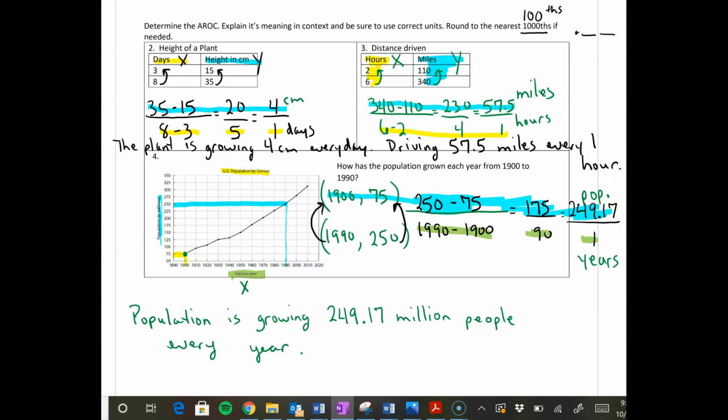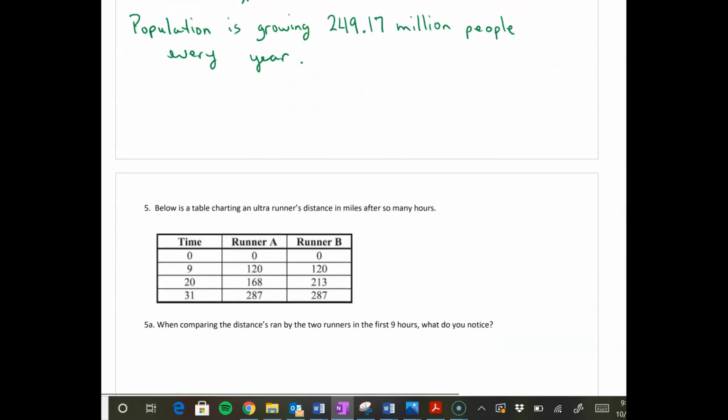And that's, again, an average rate of change, which is a pretty fast growing population if you ask me. All right, the very last one, problem 5.